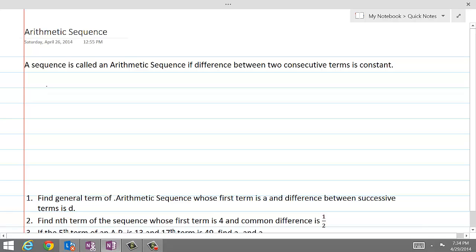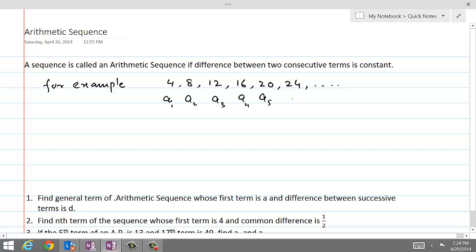For example, let's take a look at this sequence: 4, 8, 12, 16, 20, 24, and so on. In this sequence, the difference between 4 and 8 is 4. Let us call 4 the first term, A1. This is A2, this is A3, A4, A5, and then A6, and so on.